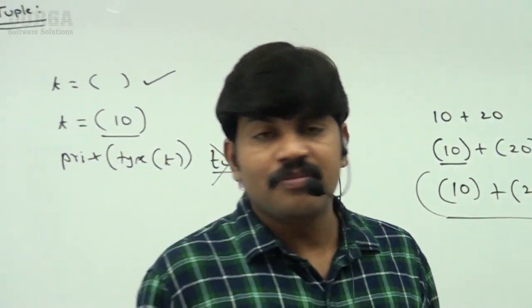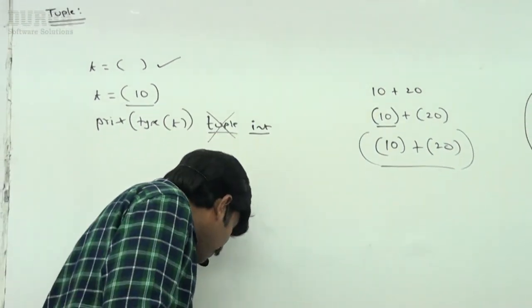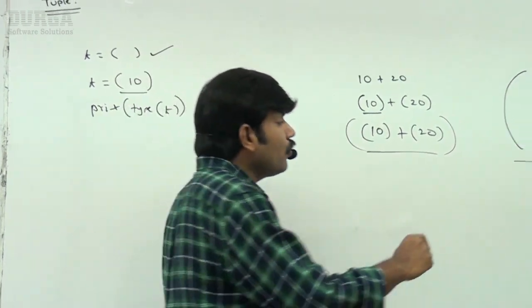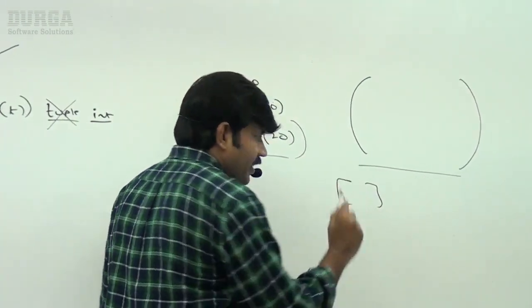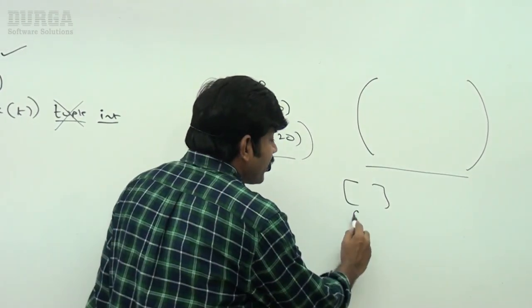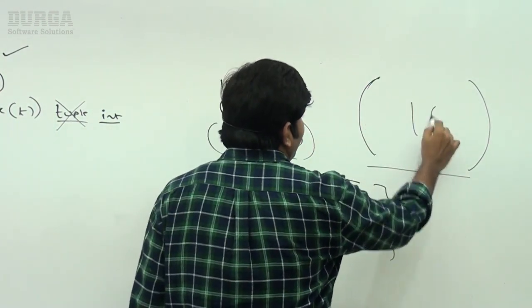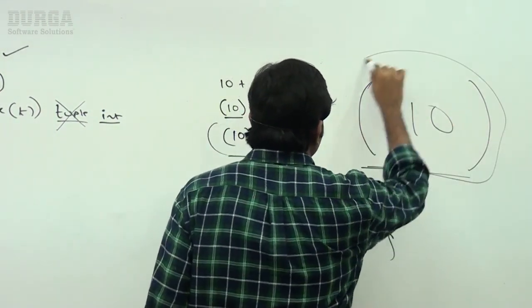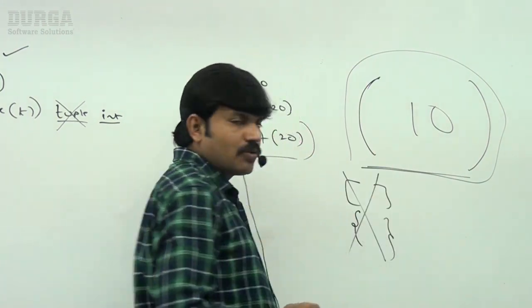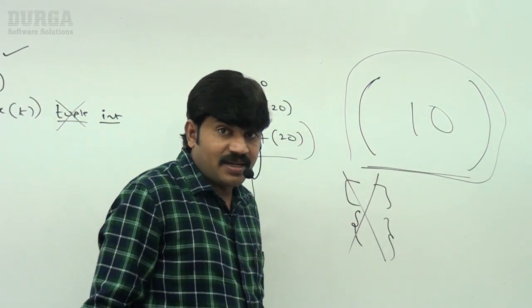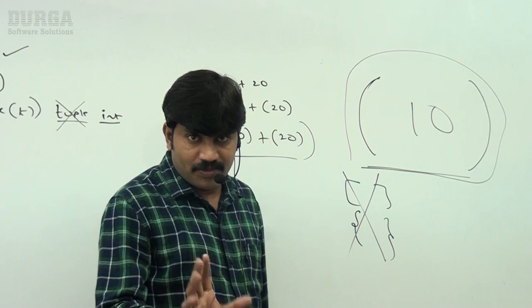So this type of problem is going to come only for the tuple, because normal numbers we never enclose within square brackets or within curly braces. Parenthesis is the very common one. That's why only in the case of tuple this type of problem comes, but in the case of list and set we never have this type of problem, right?